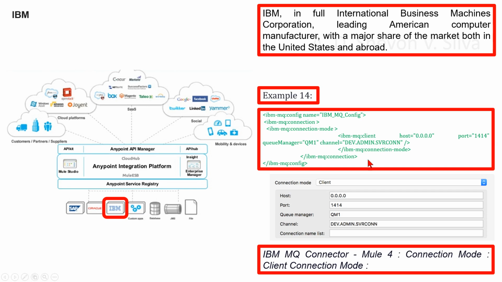Parameter connection name list, not required, and the host to which the client attempts to reconnect after the connection is broken. The connection name list is the comma separated list of host and IP ports. For example, 0.0.0.0(1414), some host.domain.com(1415).